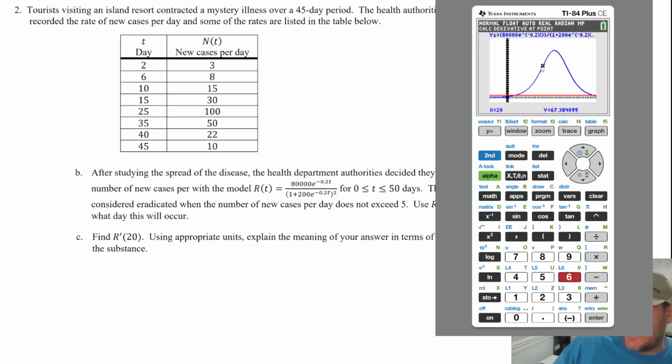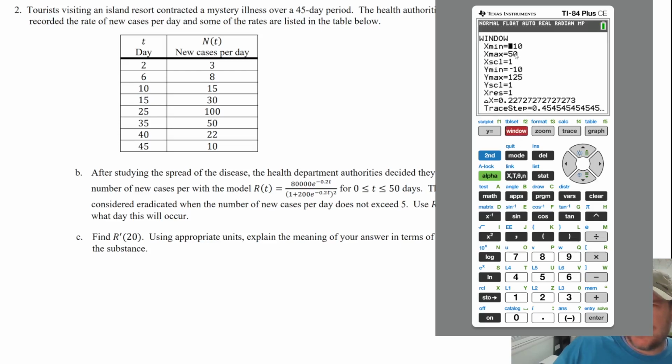Why did it do that? I think it's because that's right in the middle. Yeah, that's right in the middle of my window. If I had started at 0 though, let's just pretend for a moment.